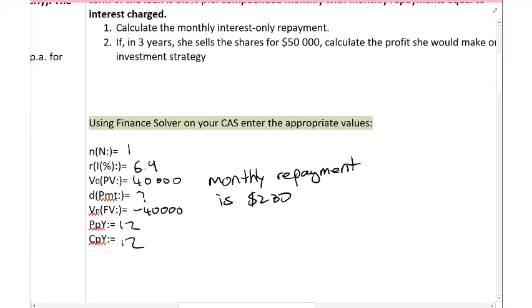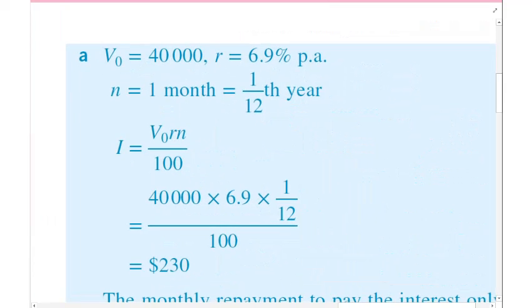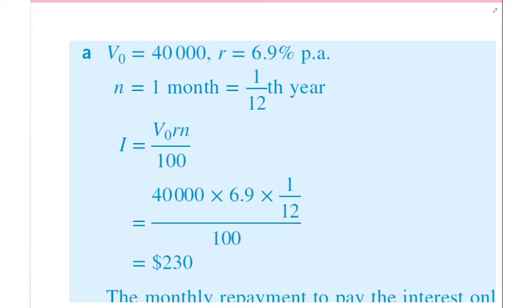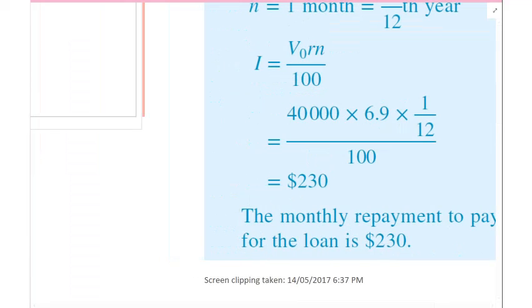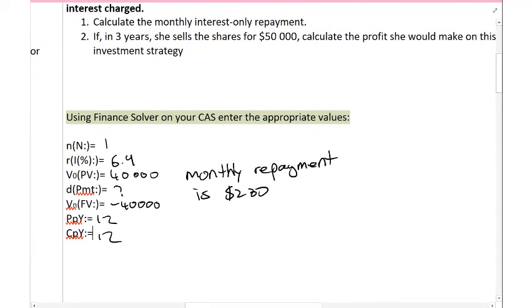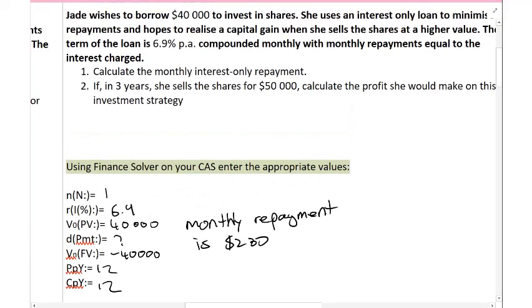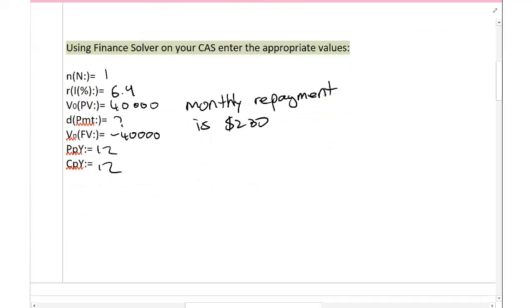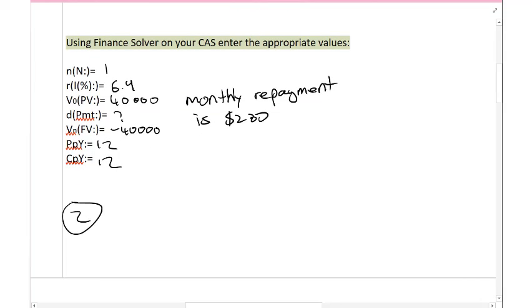And of course, if you want to use the simple interest formula, I just wasn't going to write it out again. You're just going to identify what V0 and the interest rate are. N is 1 month because it's 1/12 of a year. So you're going to put 1 over 12 for your time. Interest rate is 6.9, divide by 100. And guess what? You get 230. So that calculates it. You can do it either way. Pick whichever way suits you best. So that was for question 1.